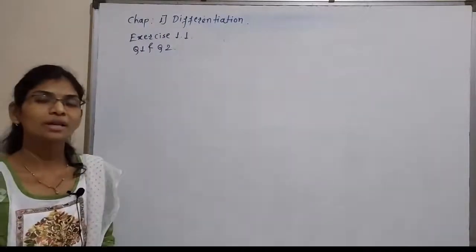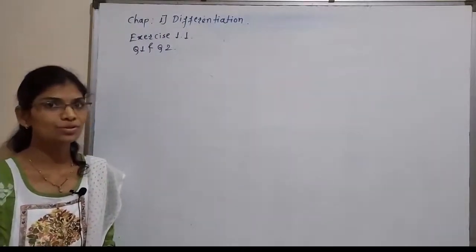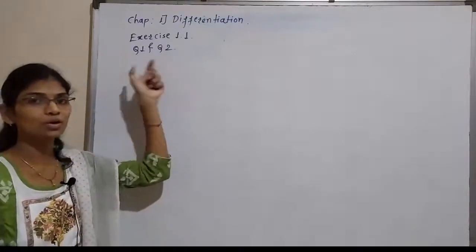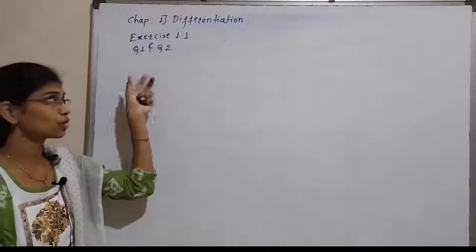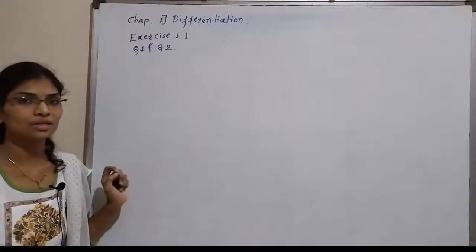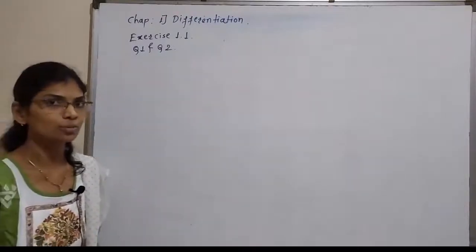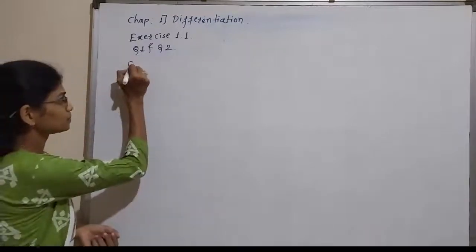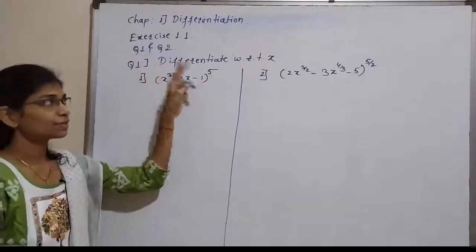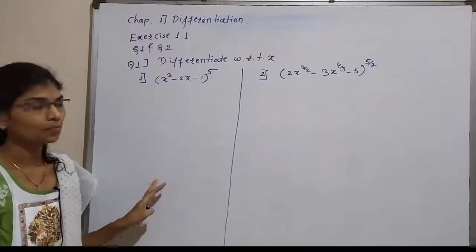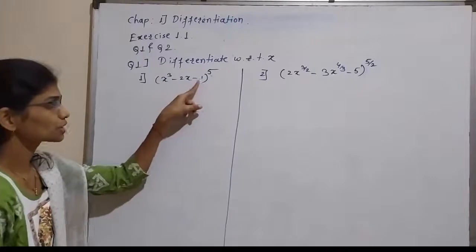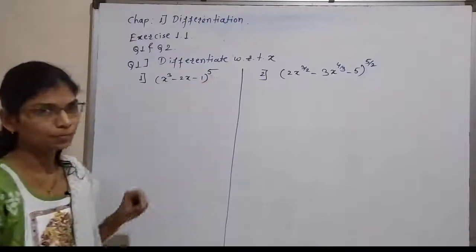Already we know that there are total 4 sub questions. From these 4 sub questions, today we are going to solve question first and question second only, which are based on composite function. Question first is differentiate with respect to x. Number 1. The function is (x cube minus 2x minus 1) raised to 5.